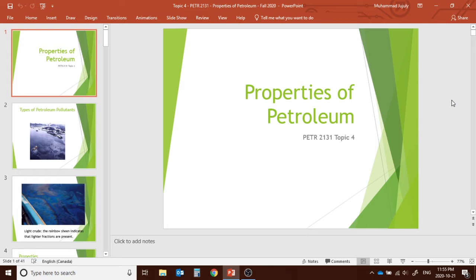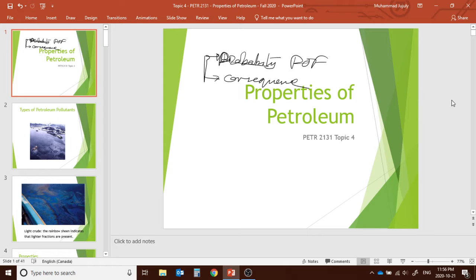Okay, so let's learn about the properties of the petroleum. This is a very important one, because when we do the modeling, especially the spill modeling, the spill modeling has two parts. Just think about the previous lecture on loss of containment: there are two different parts. One is the probability of failure, or POF. Another is the consequence.